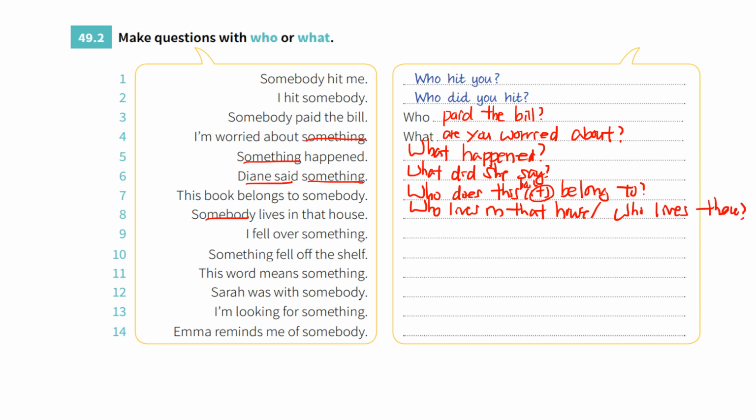I fell over something. So over something is the object. What did you fall over?